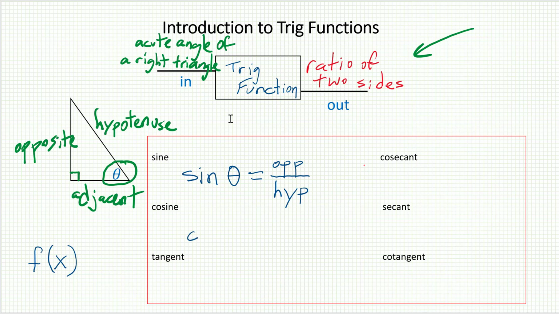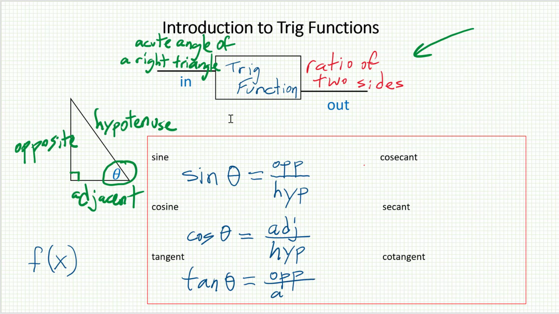So the cosine function is abbreviated COS, and if I stick theta into the cosine function, what I get out is the ratio of adjacent over hypotenuse. The tangent function is abbreviated TAN, and what I get out from the tangent function is the ratio of the opposite to the adjacent. Sine, cosine, and tangent are definitely the big 3 in terms of trig functions. They're the ones that are used most often. The other 3 are certainly still used, but these are the big 3.